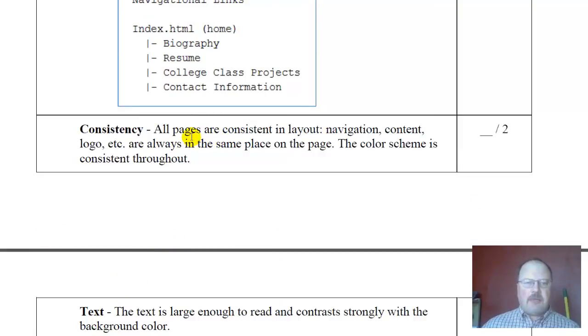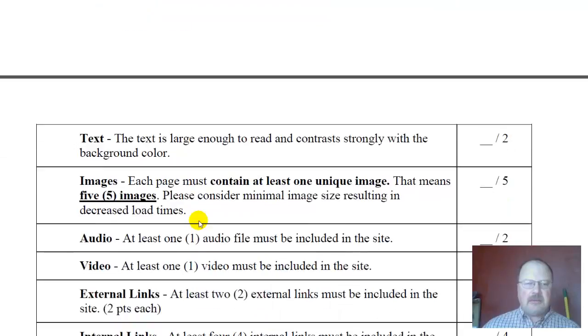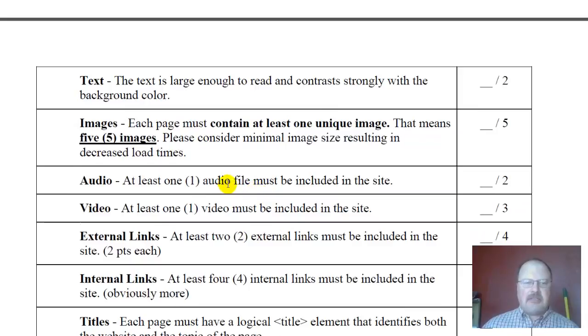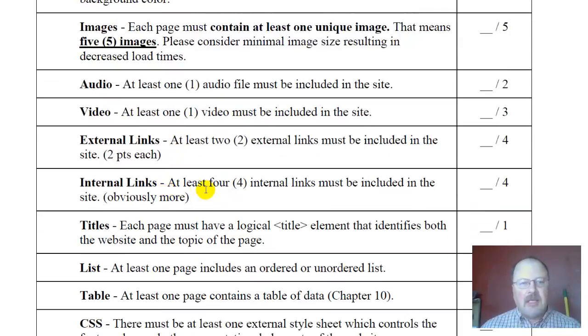Consistency. All pages are consistent in the layout. Text is large enough to read. Contrasts strongly with background color. Images, at least 1 per page. Audio, 1 audio file, 1 video. These can be linked. External links, and if you have an audio or video file linked and you're required to have external links, I don't have a problem with kind of working them out together. 1 external link can go to a video, 1 can go to an audio file. No problem with that. Internal links, now you're going to need at least 4 internal links, probably more.